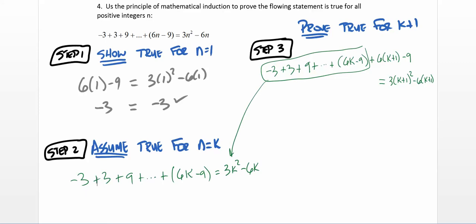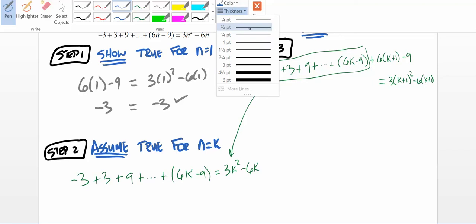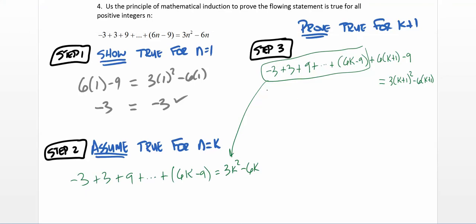So I'm going to change colors here so you can sort of follow along, and change thickness here so you can make sure it all fits, right? So now all of this is going to become 3k squared minus 6k, because that's what it's assumed to be, all right? Then we need to add on to that. When I distribute here, I'm going to get a 6k, and then I'm going to distribute there and get a 6, and then a minus 9, and we're assuming that's equal to all this stuff, 3 times k plus 1 squared minus 6 times k plus 1.